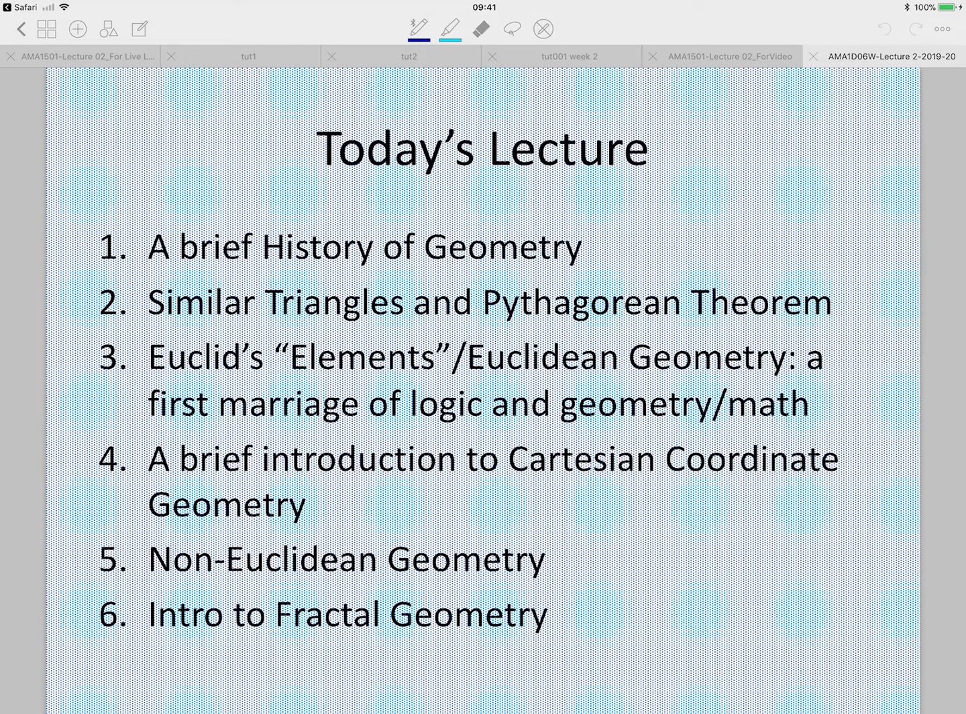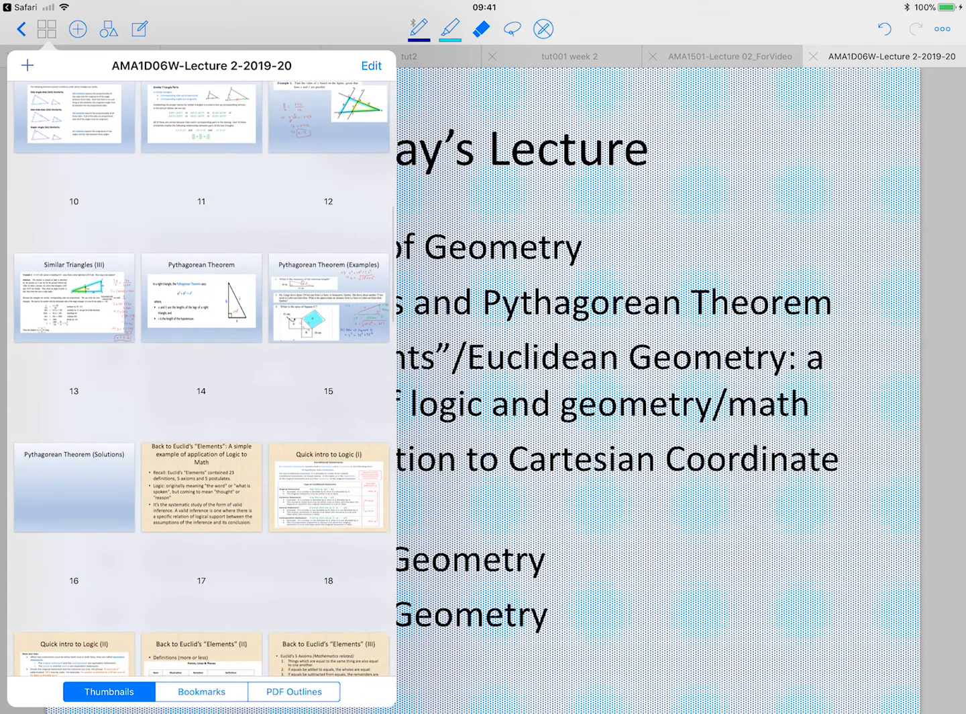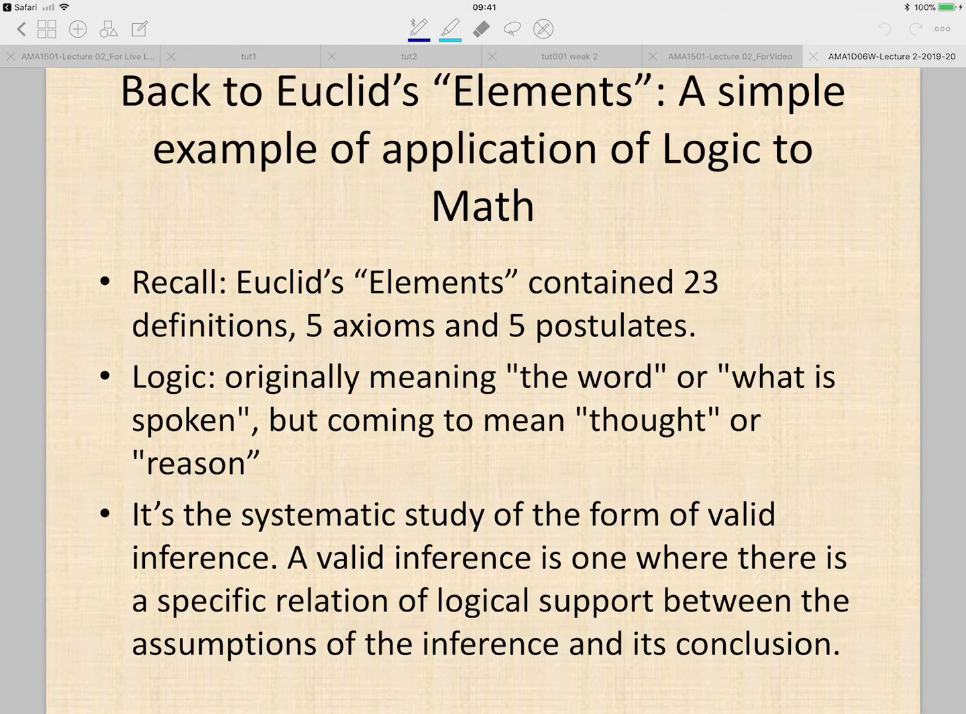So in our third video in Lecture 2, we're going to talk about Euclid's Elements, Euclidean geometry. Basically, it's the first marriage of logic and geometry and math. So it's very nice there. And I'll illustrate one of those marriages in a simple proof by contradiction at the end. So what's Euclid's geometry? Well, as mentioned before, Euclid's Elements contain 23 definitions, 5 axioms, and 5 postulates.